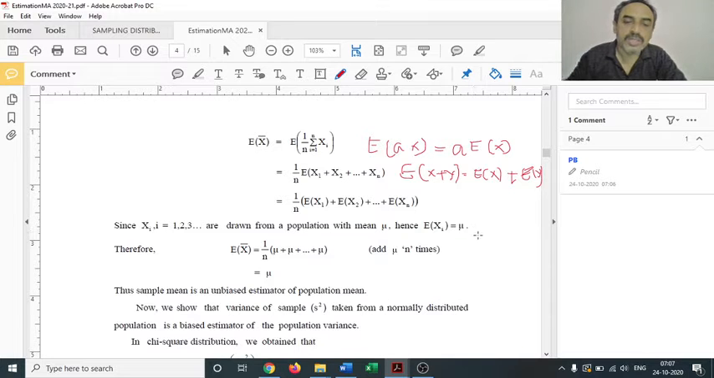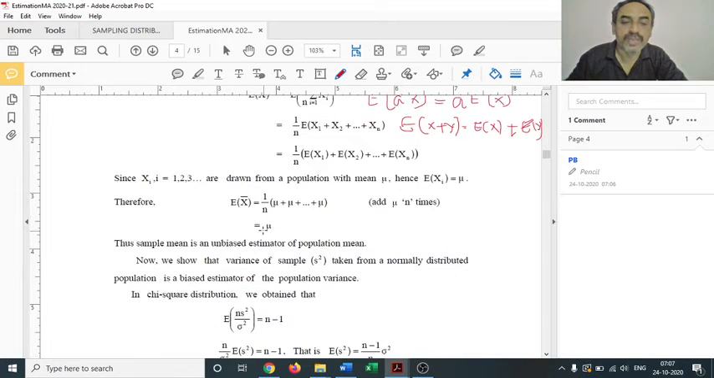Since all these x1, x2, etc., xn are coming from the same group, they will have identical features. That is, E of x1 will be mu, E of x2 will be mu, etc. All the expectations of these variables will be mu. That's why E of x bar equals 1 by n, a constant outside, and inside the bracket all expectations are replaced by mu.